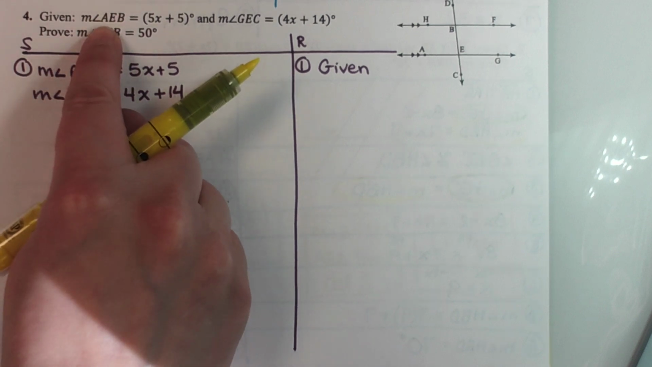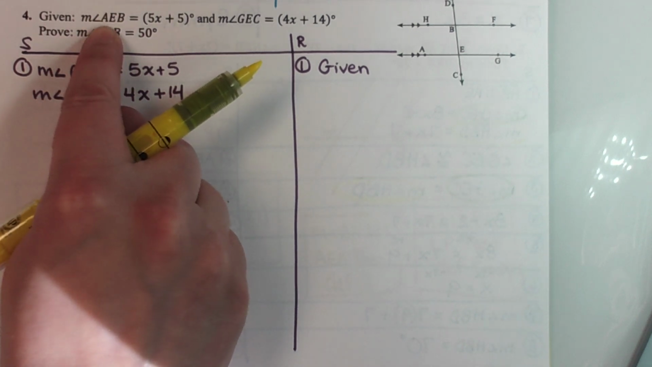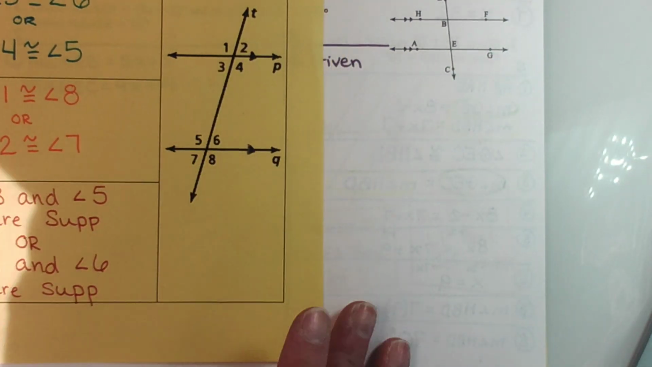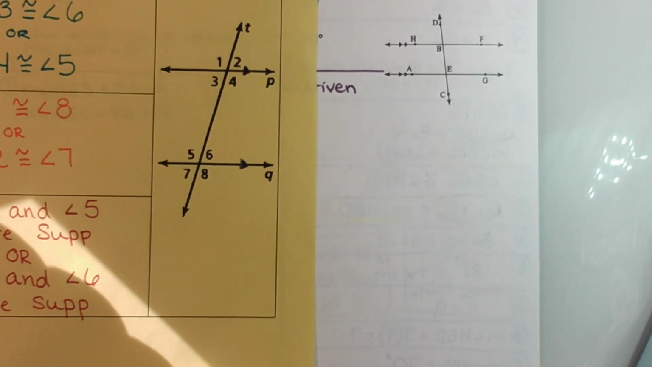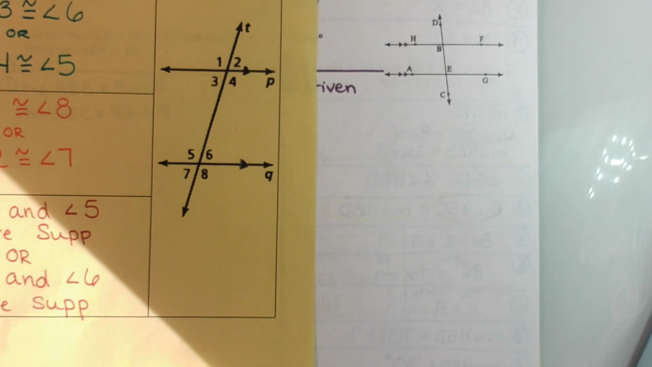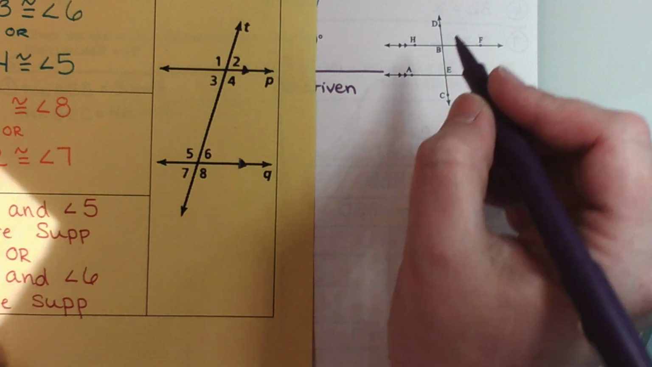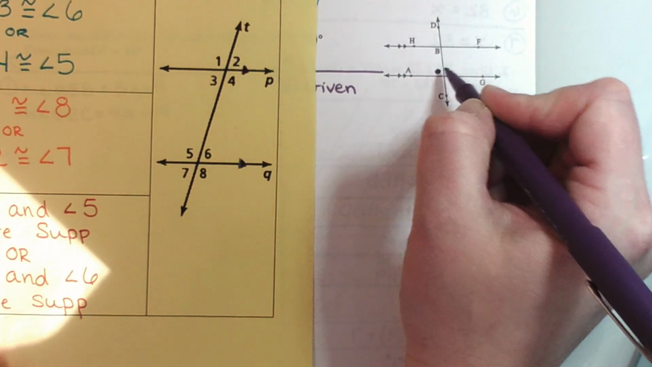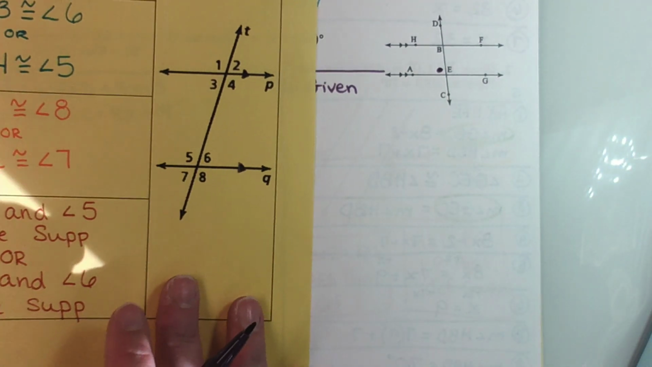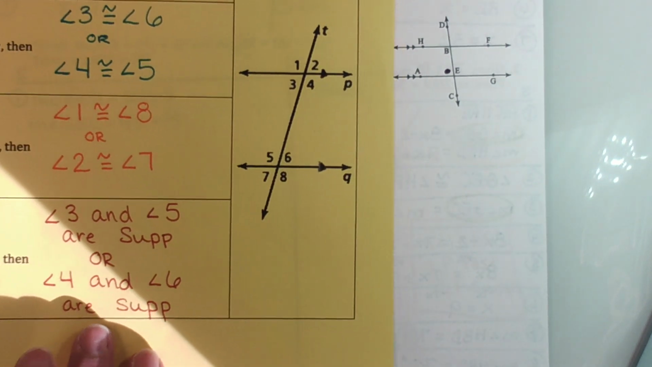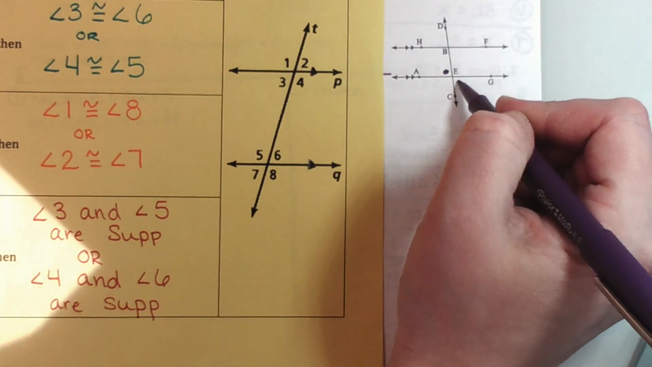Angle AEB. If my angles in this picture are labeled kind of like my postulate sheet, which number is angle AEB? I heard a couple different numbers. I heard 5 and I heard 6. AEB. It's here in the location of 5. Okay? The other angle was GEC. 8. It's kind of here.